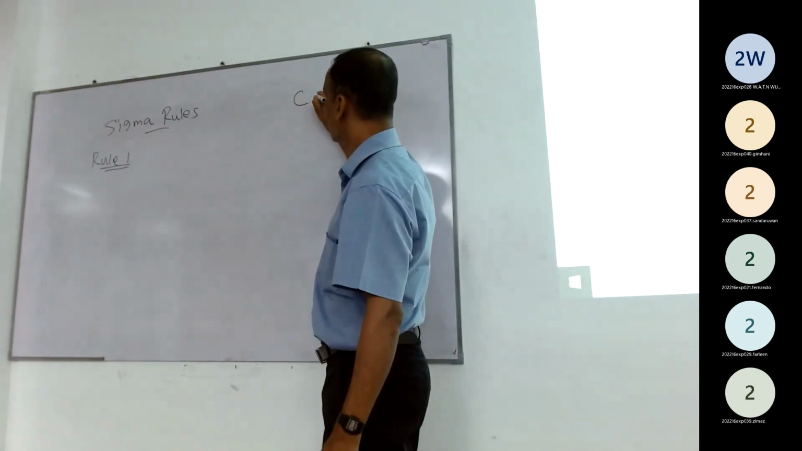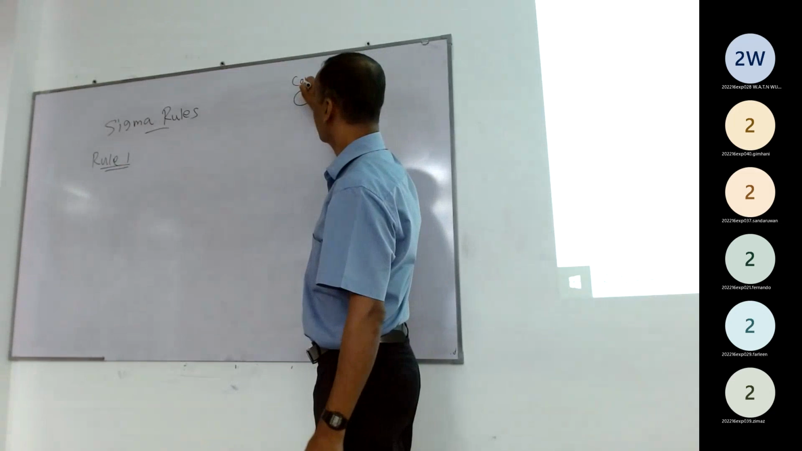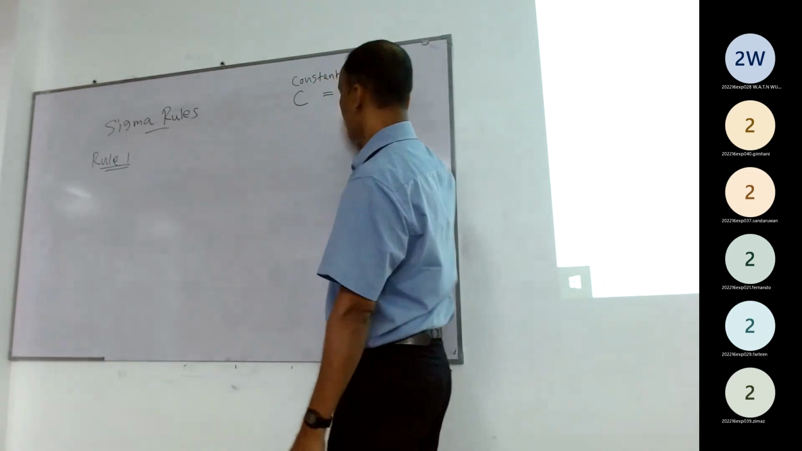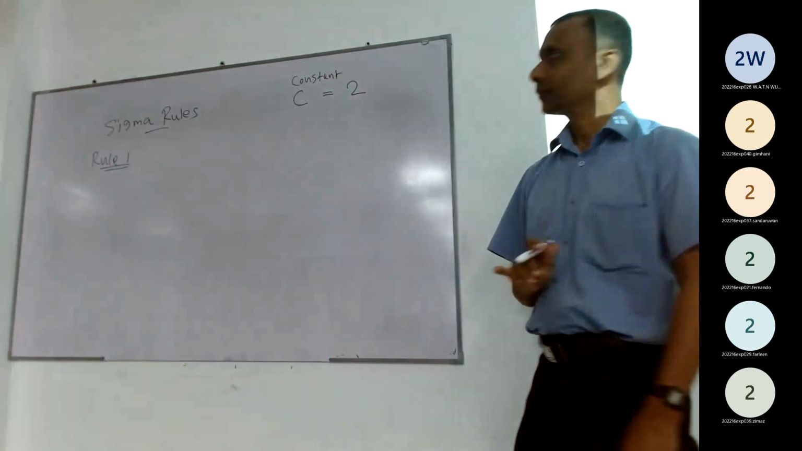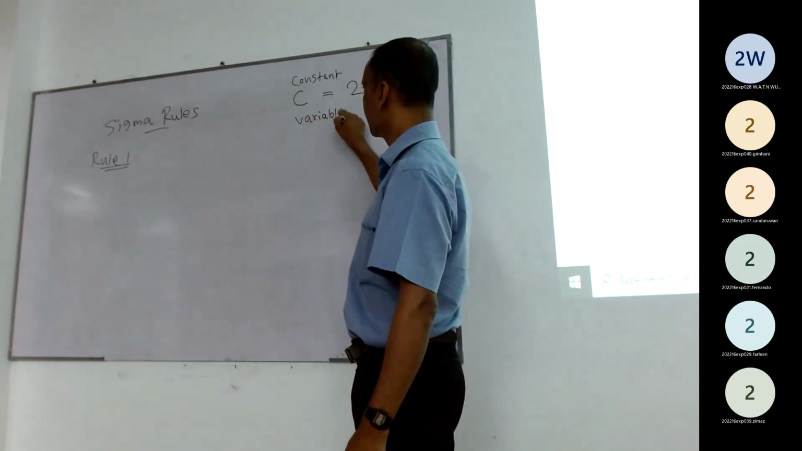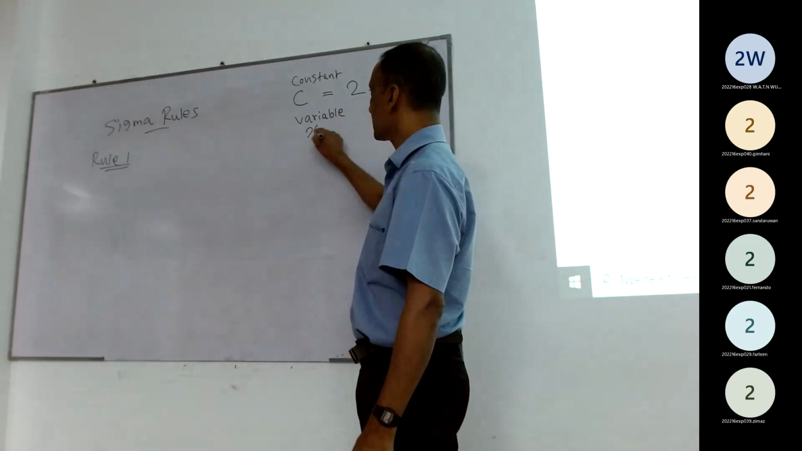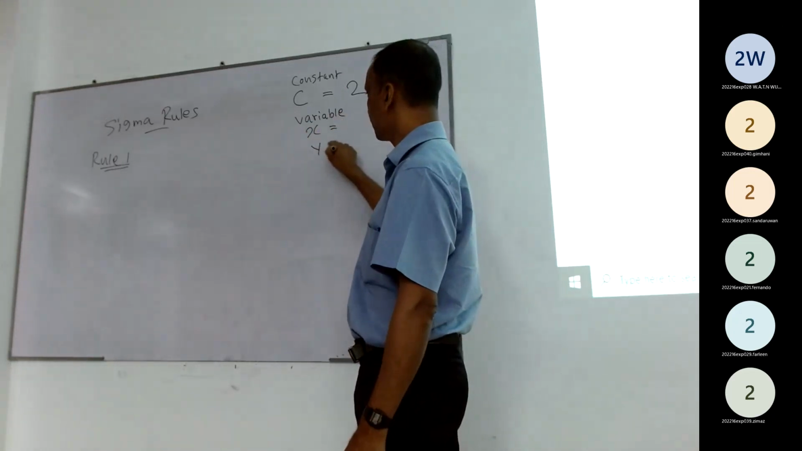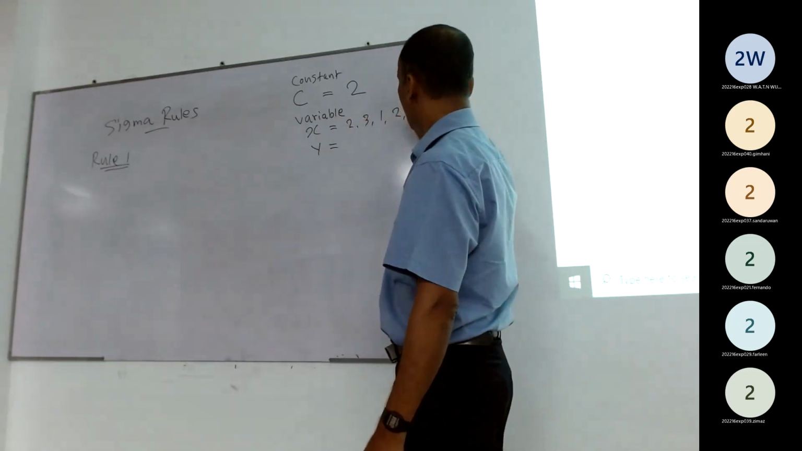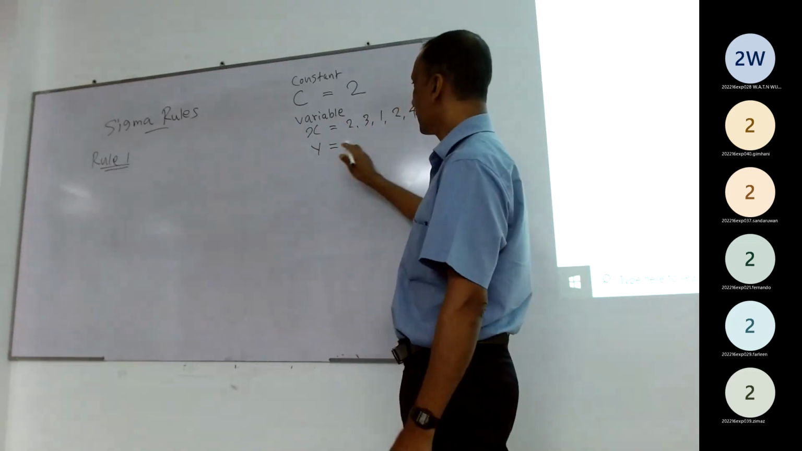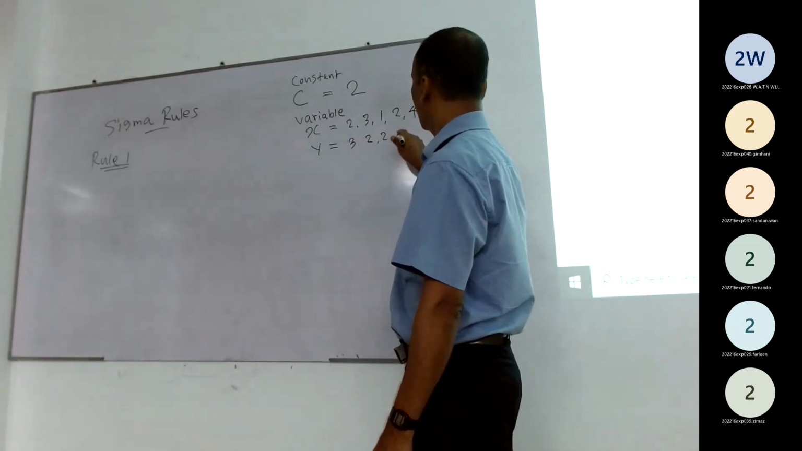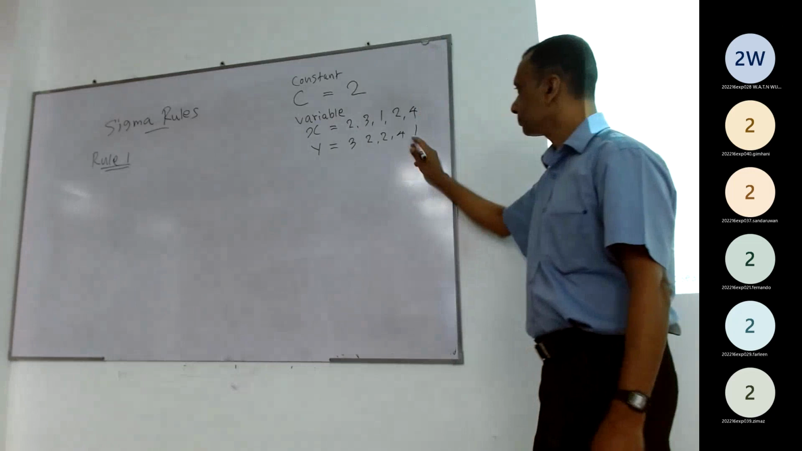If I take C, it's a constant, right? C is a constant. It is a fixed value. Suppose that 2, it is fixed. Then variable, different values. Variables. We learn, right? Variable. Suppose X. Y also maybe 2, 3, 1, 2, 4, like that, different values. Y also may be different values. 3, 2, 2, and 4, 1, different values.